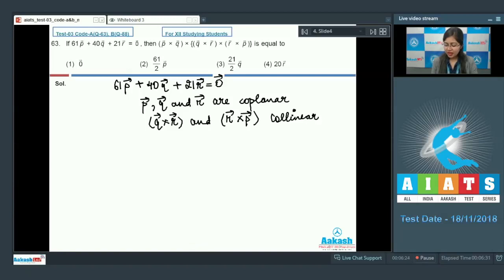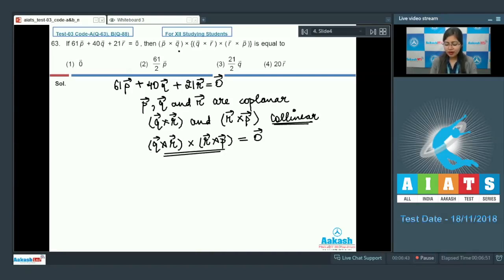So we can see that the cross product of these two, that is Q cross R cross P cross R cross P, will be equal to 0 vector because they both will be collinear, right? Collinear, or you can say they will be parallel, right? So this will be equal to 0.